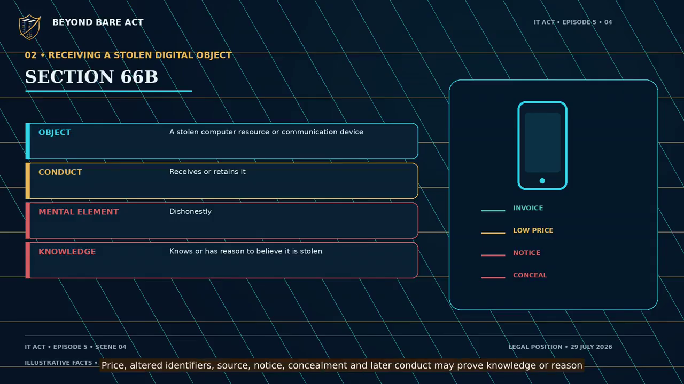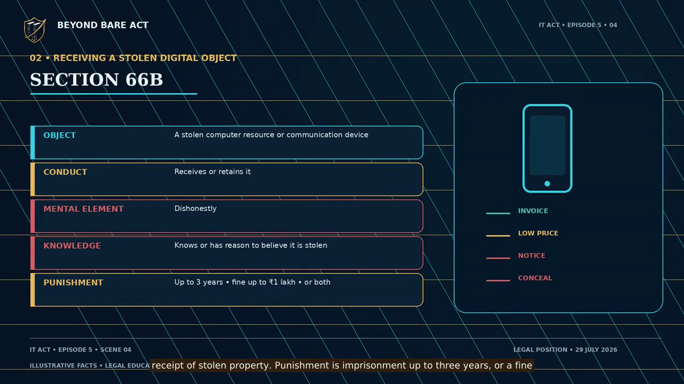Price, altered identifiers, source, notice, concealment and later conduct may prove knowledge or reason to believe, but suspicion still requires evidence. A contractual ownership dispute is not automatically receipt of stolen property. Punishment is imprisonment up to 3 years or a fine up to 1 lakh rupees, or both.